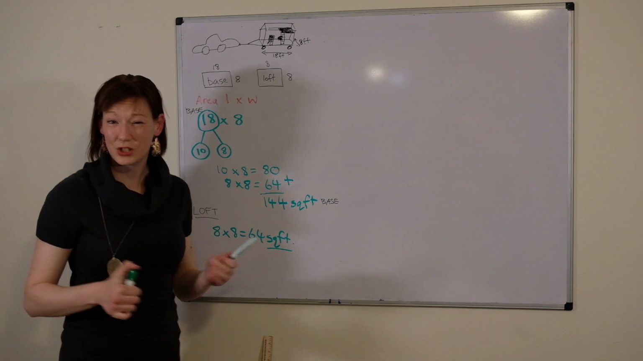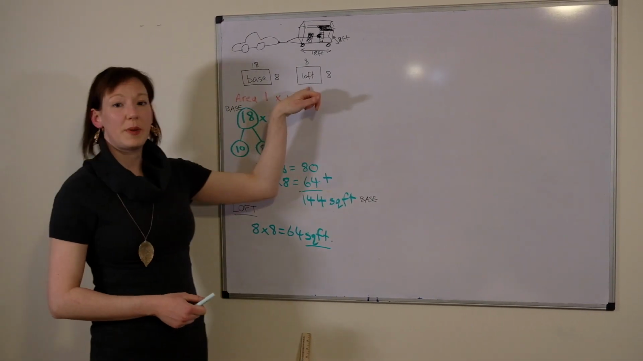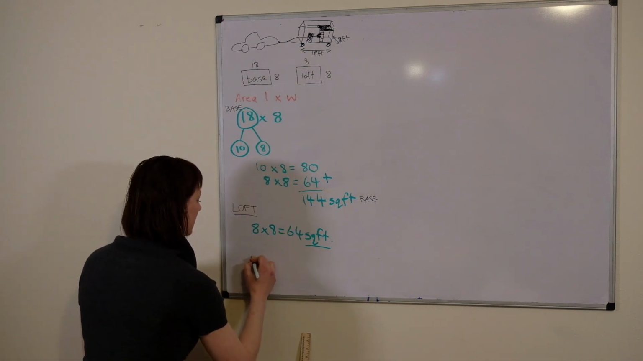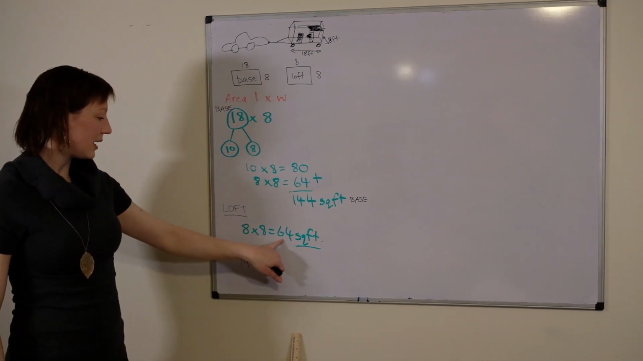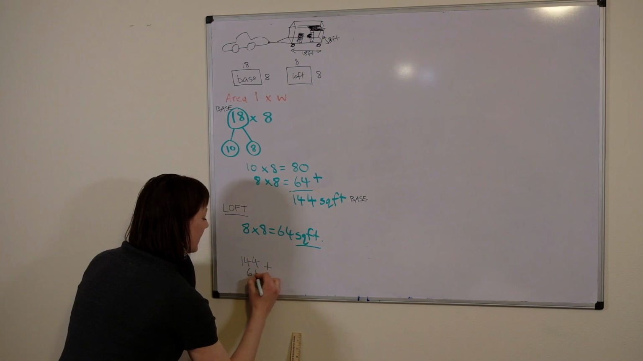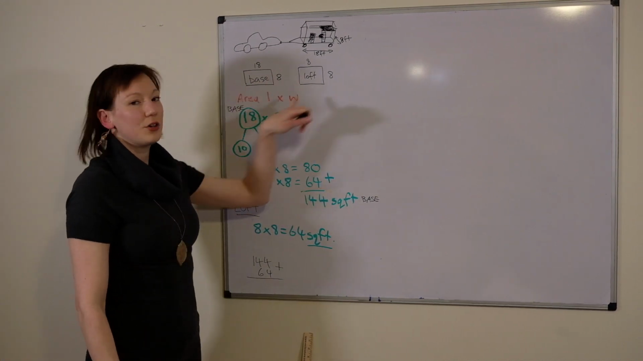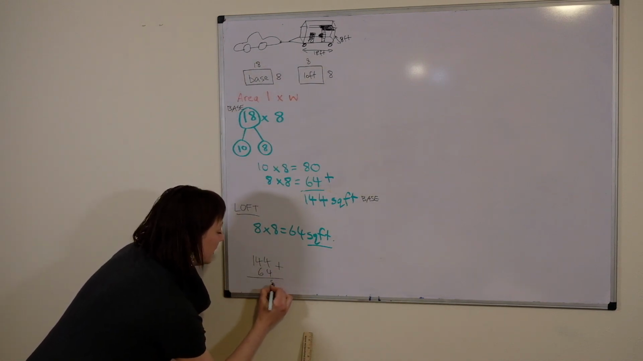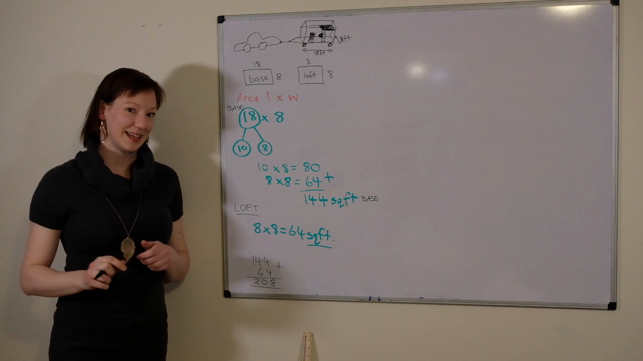So how do we find out the total square footage of the tiny home? Well, we need to add the base and the loft. What have we got? 144 is the square footage of the base plus 64 the square footage of the loft. This will help us find out what the total square footage is. Let's do this together. 4 plus 4 is 8, 6 and 4 is 10, and we carry the 1. 208. Let's write that in a sentence.